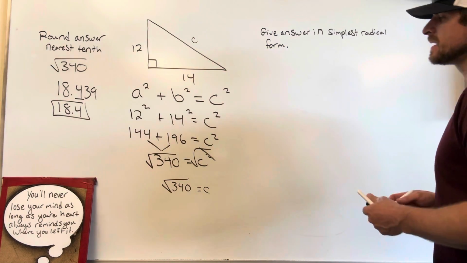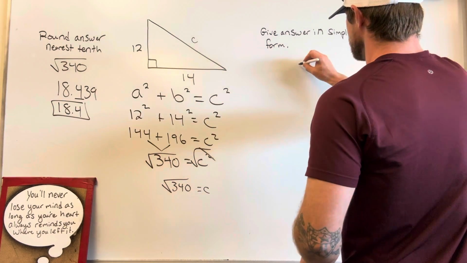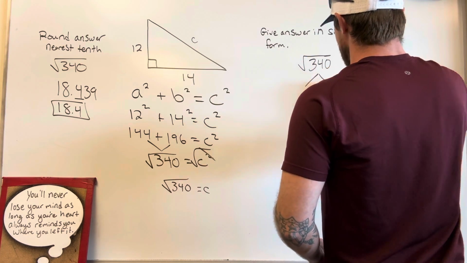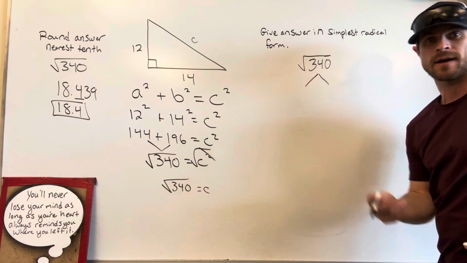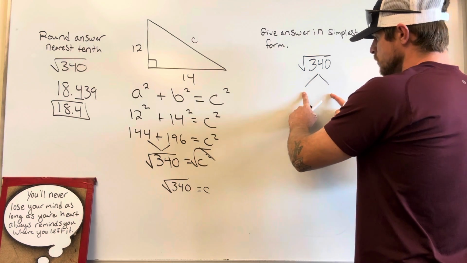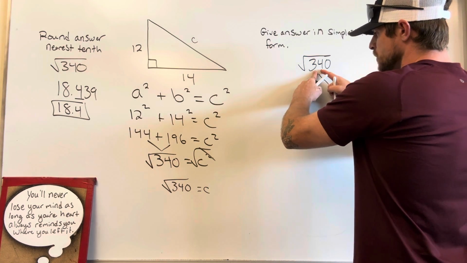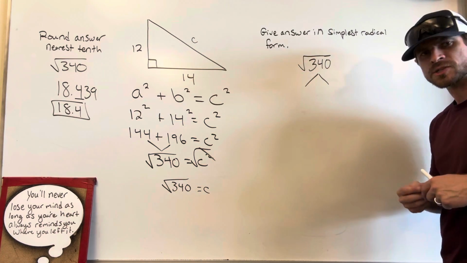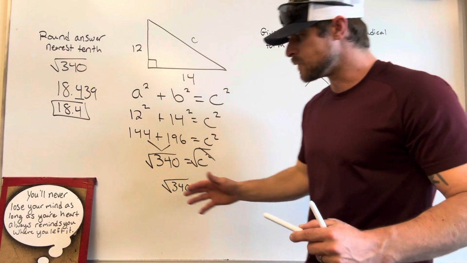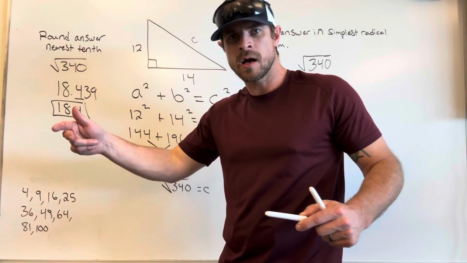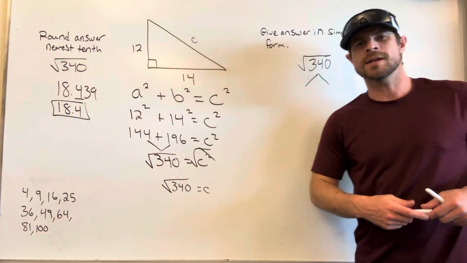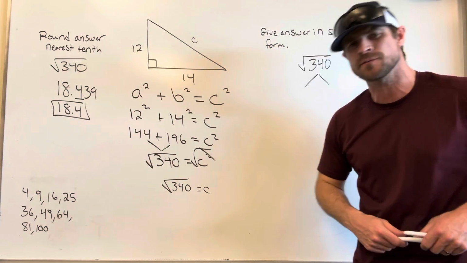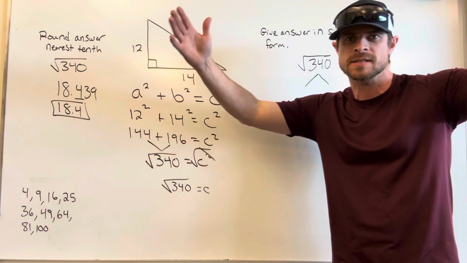Now, what if I was asked to put it in simplest radical form? What does that mean? Same idea. You need to take the square root of 340, but we want to factor that number, 340, into two values that when multiplied together make 340, but not just any two values. We are specifically looking for these numbers right there. What is so special about 4, 9, 16, 25, 36, 49, 64, 81, and 100? Those are our perfect squares.